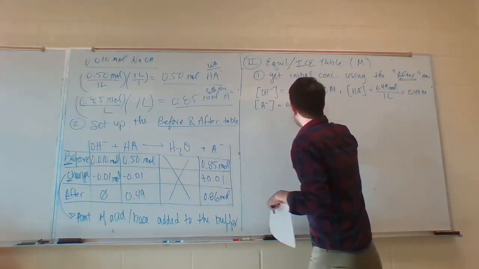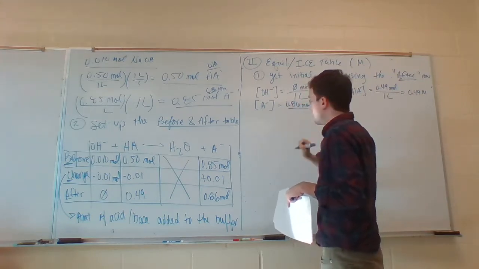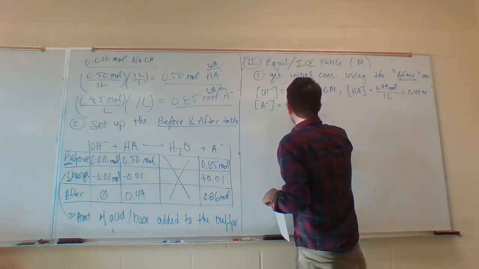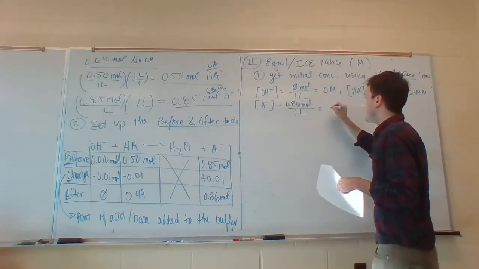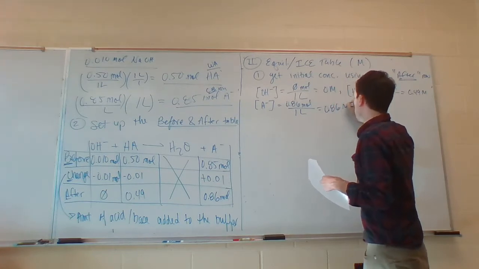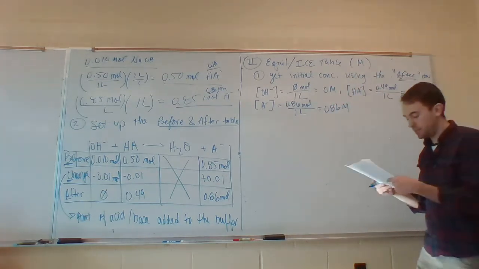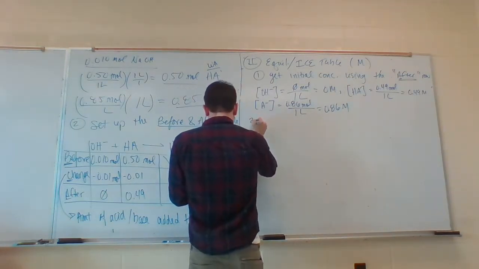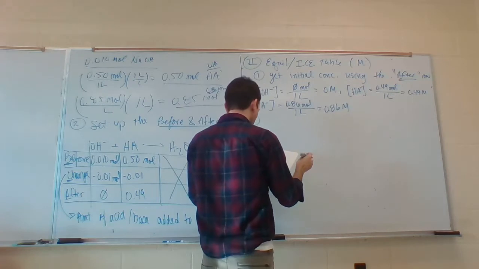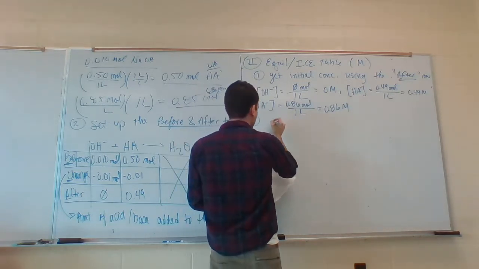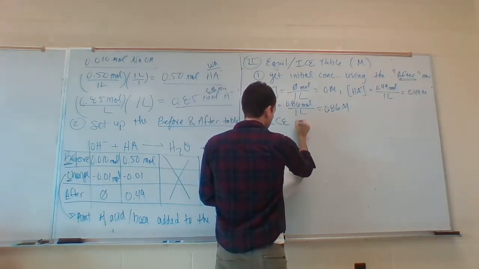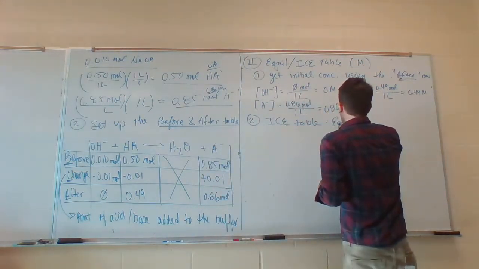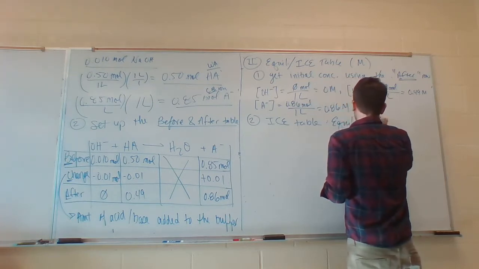Now, we have 0.86 moles of our acetate ion, and then what we do is we divide by our 1 liter to get our molarity, and we get 0.86 molar acetate ion in solution. Now, for the ice table, what we're going to do for our ice table is it's going to be for our equilibrium reaction.